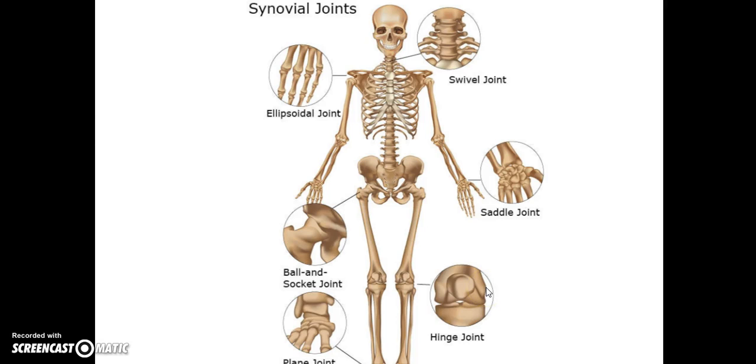Which then leads me to the joints. There are 3 different types of joints: fixed, slightly movable and movable, also known as synovial joints. The picture shows the different types of joints we have. They are not all the same, they work in different ways. A joint is where 2 or more bones meet.